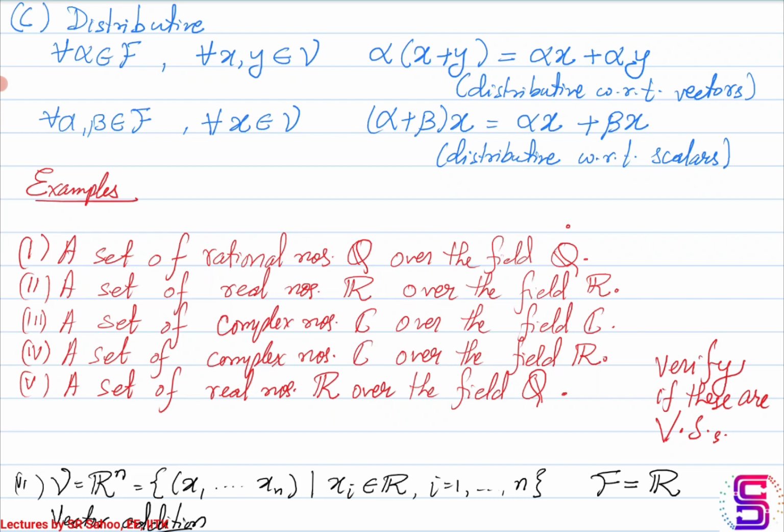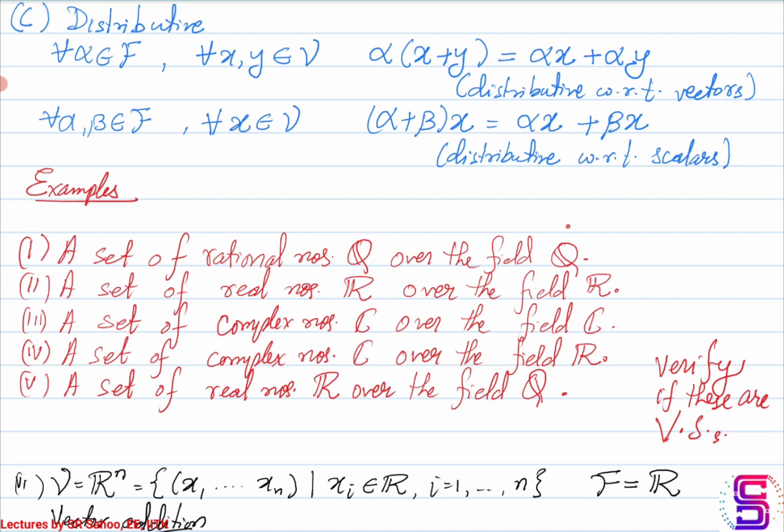And please note that this is true for all the elements in the field and the elements in the set V that you have. If all these properties, the properties for vector addition, the properties under scalar multiplication and the distributive properties, all these three sets of properties are satisfied by a set V under the field F, then V is said to be a vector space under the field F. Okay, so to understand this, what are the examples that we can think of?